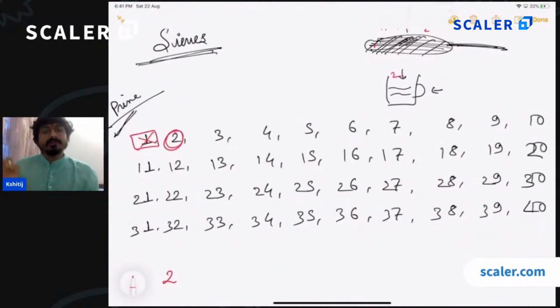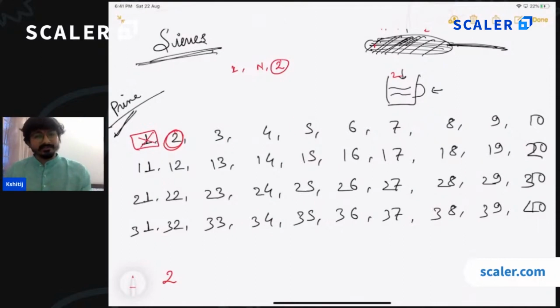Now, if 2 is a prime number, can I say that all the multiples of 2 will never be a prime number, right? Because all the multiples of 2 will definitely have 1 as a divisor, themselves as the divisor, and also 2 as a divisor.